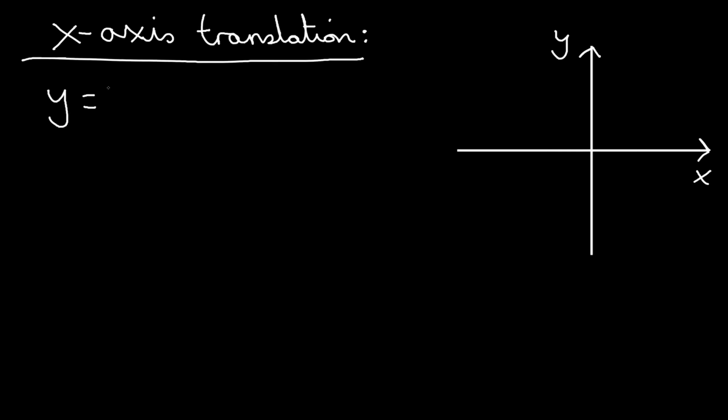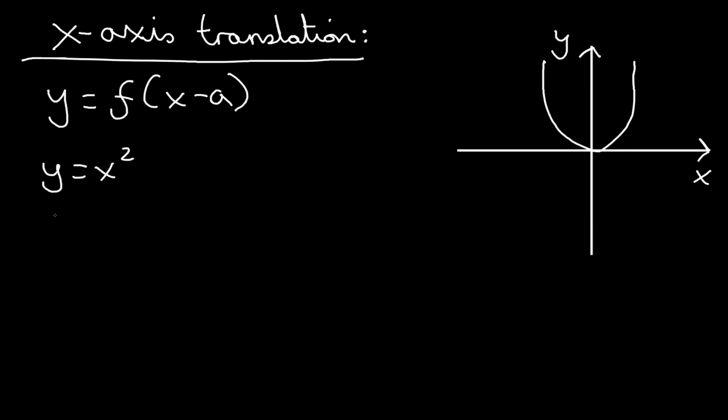Now let's look at translations with respect to the x-axis. The form this takes is y equals f of x minus a. And this means anywhere you have an x in your expression, you replace the x with x minus a everywhere. So let's say we have y equals x squared, and let's say we want to slide it along x minus 2. We want to move it 2 units.